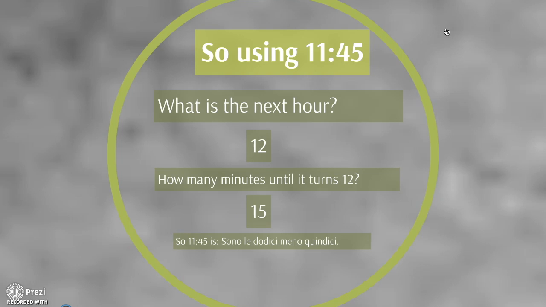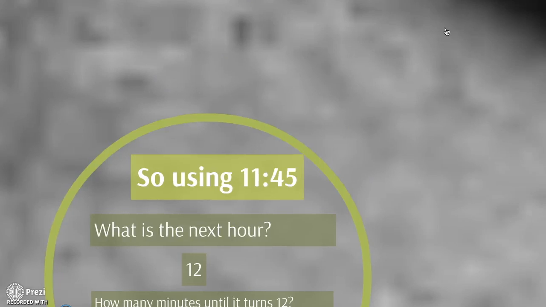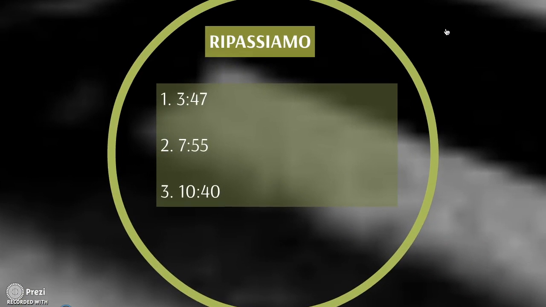Silly as that sounds, that's how all languages that are Romance languages tell time. Let's try 3:47, 7:55, and 10:40. This time, I'd like to go through them together. If you want, you can pause the video, try it on your own first, and then listen to my explanation.